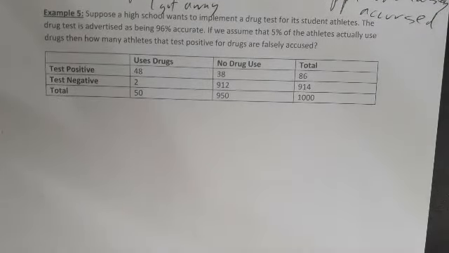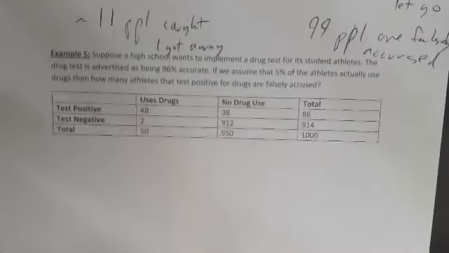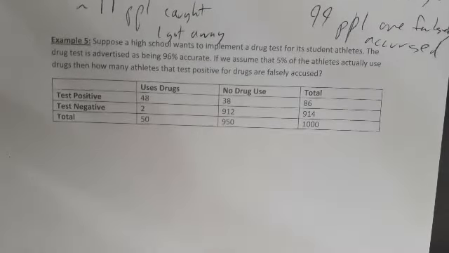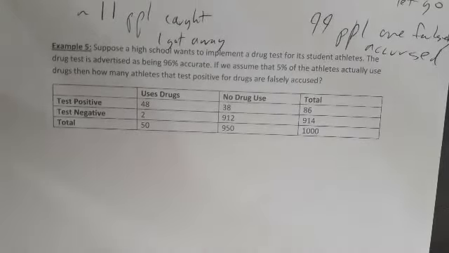So we have one more example on testing, and then one more example on political math. Here we have another test. Suppose a high school wants to implement a drug test for its student athletes. The drug test is advertised as being 96% accurate. If we assume that 5% of athletes actually use drugs, then how many athletes that test positive for drugs are falsely accused?